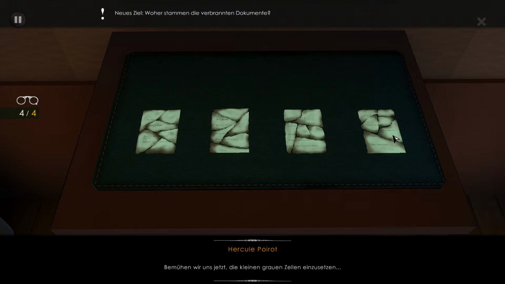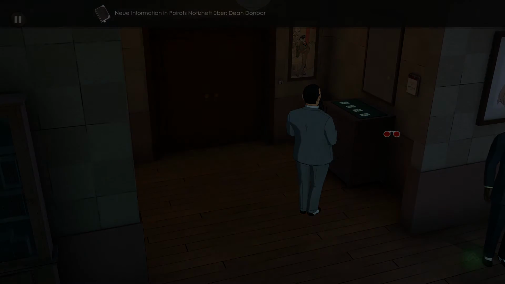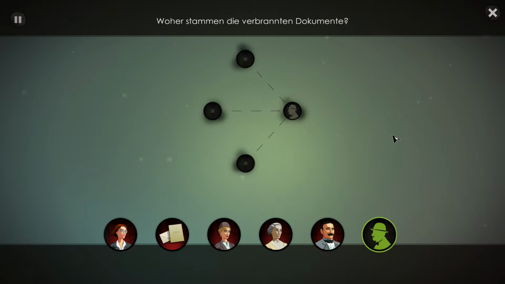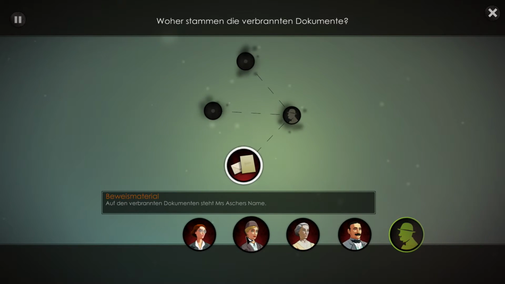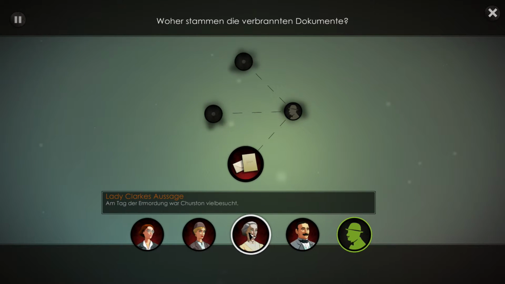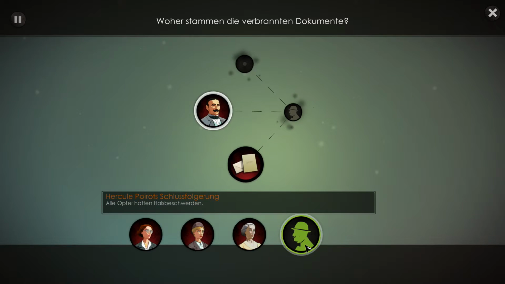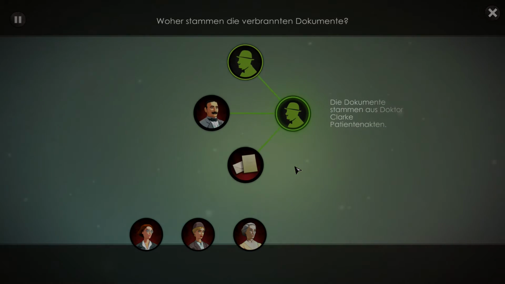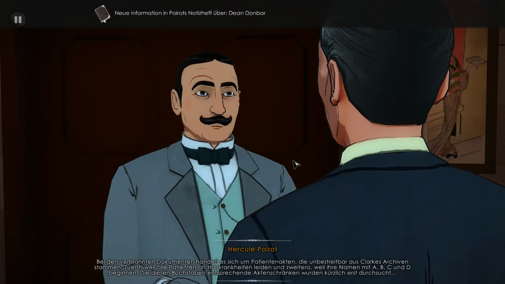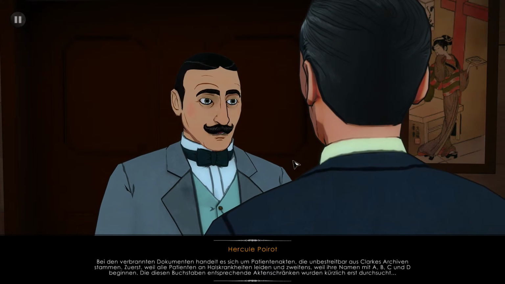Let us now try and get our brain cells to work. Woher stammen die verbrannten Dokumente? Mrs. Ashers Name ist drauf. Patientenakten wurden kürzlich gelesen. Alle Opfer hatten Halsbeschwerden. Die Dokumente stammen aus Dr. Clarks Patientenakten. The burned documents are medical records and without a doubt they come from Clark's archives.